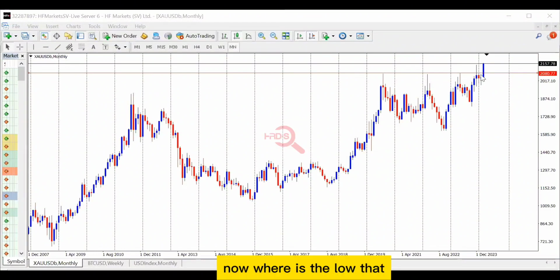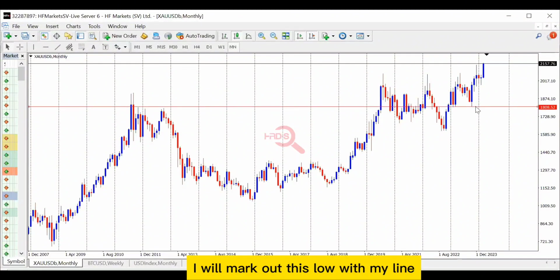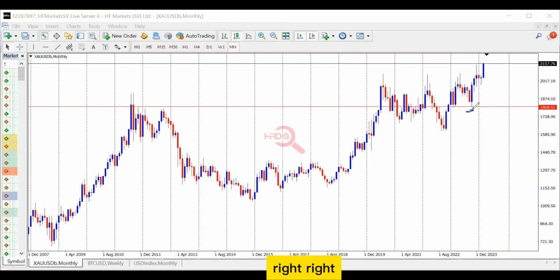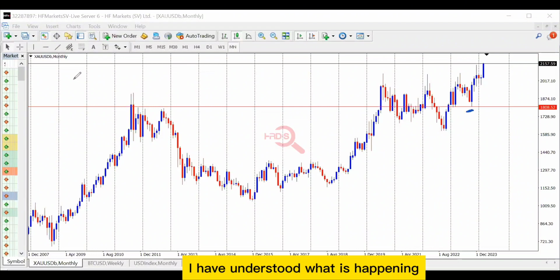So now, where is the low that gave birth to the current high? I will mark out this low with my line, which is this point. All right, I'll mark it out, and then I will move over to my weekly time frame. I've understood what is happening. Market is giving us a new high.